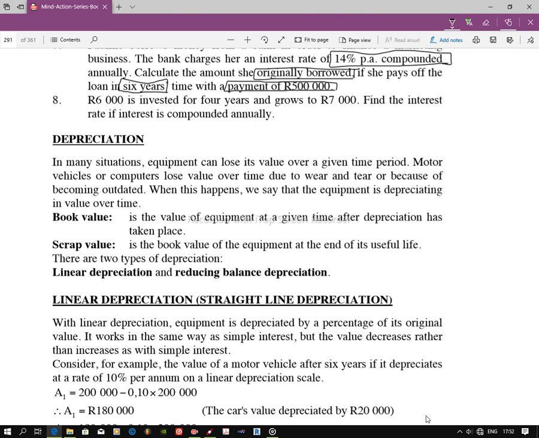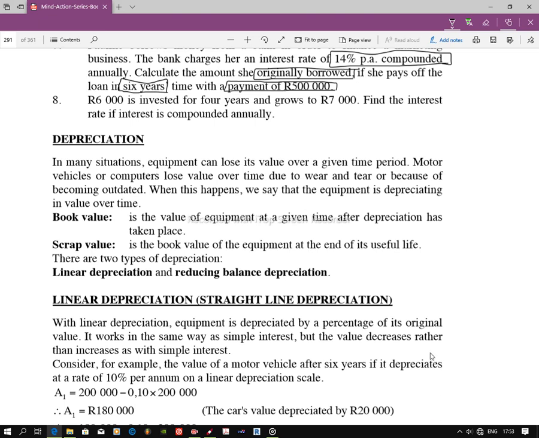When this happens, we say that the equipment is depreciating in value over time. So we have what is called a book value. A book value is the value of equipment at a given time after depreciation has taken place. And we also have a scrap value. A scrap value is the book value of the equipment at the end of its useful time. There are two types of depreciation: linear depreciation and reducing balance depreciation.